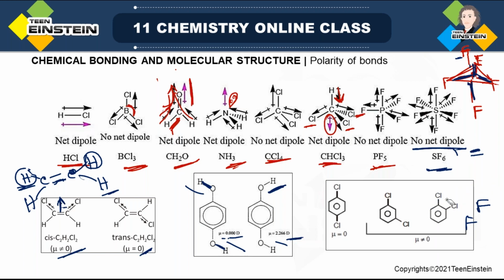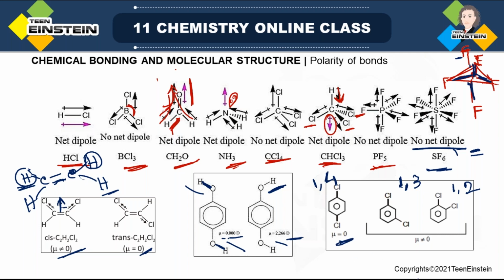And one interesting example where we have taken a disubstituted compound. This is actually 1,2, which we call ortho. This is 1,3 substitution, that is meta, and this is 1,4 substitution, that is para. Okay, so in these two para carbon chlorine bonds, their direction will cancel each other, so it will be 0.